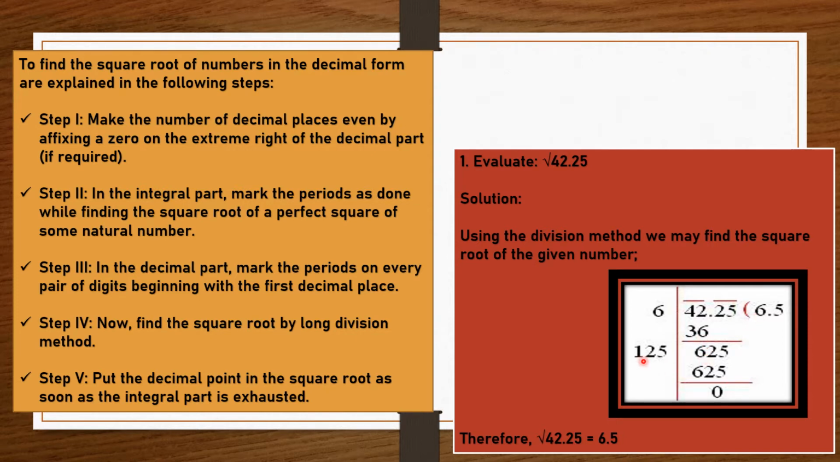6 twos are 12. So 125 into 5, it's coming 625, so 25 will come down. And after that you will see that 125 into 5 is 625. So that means it will come 0. And you have to write 5 also over here. But before that, after 6, you have to give the decimal point, because after 42 there is a decimal point. So let's start the sum now. Hope you will understand.